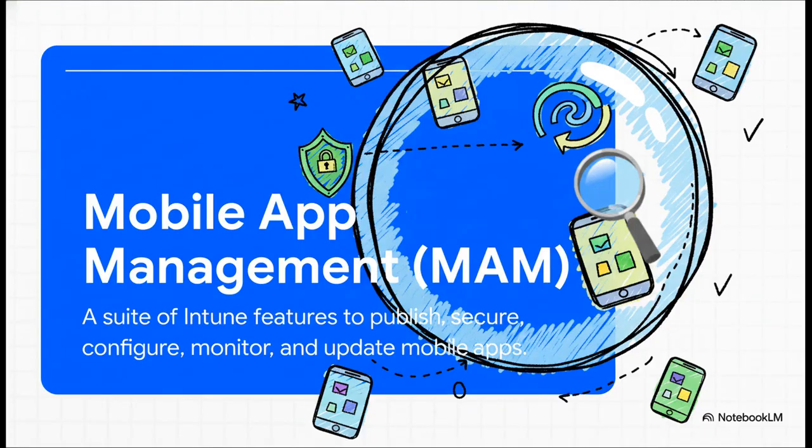So what is MAM really? The best way to think about it is like a secure bubble that Intune wraps around your work apps, like Outlook or Microsoft Teams. Inside that bubble, there are special rules about what can happen with company data. And the best part? It doesn't touch your personal photos, your texts, or your games. It is laser-focused on the app level.